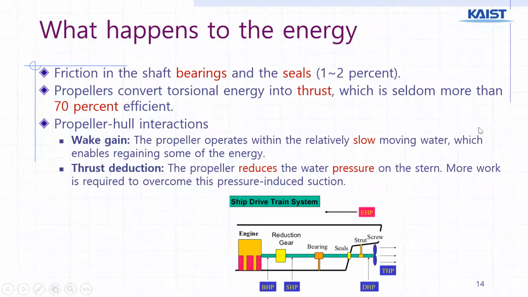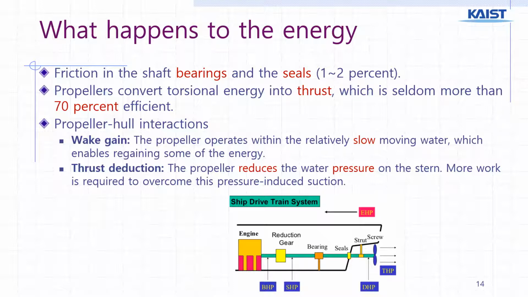And again, there is friction in the shaft bearing and the seal, right? The shaft bearing and seal can give you a 1 or 2% loss. A very small number, but this is big because the engine is big. And propellers convert torsional energy into thrust, translational energy. It is usually 70% efficiency. With a good propeller design, 70%.